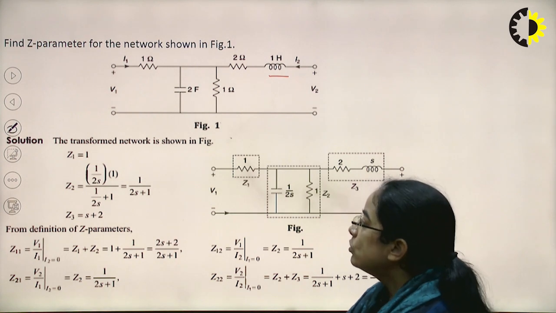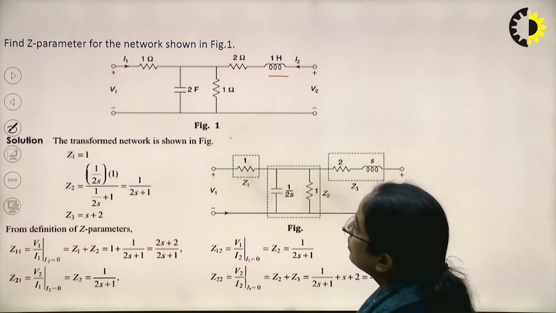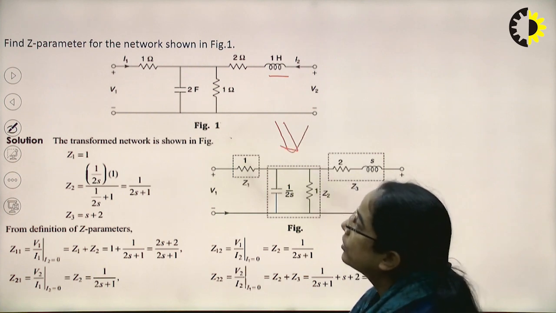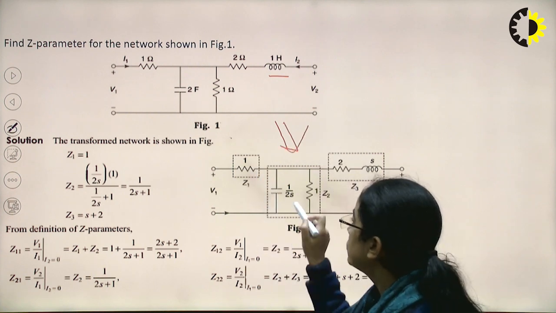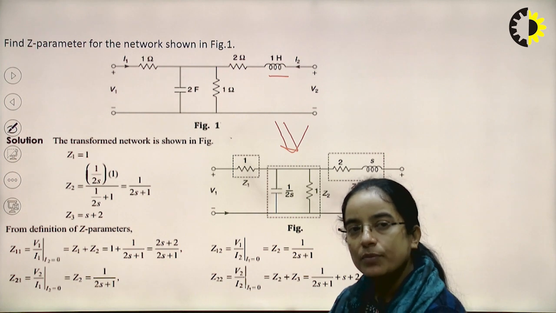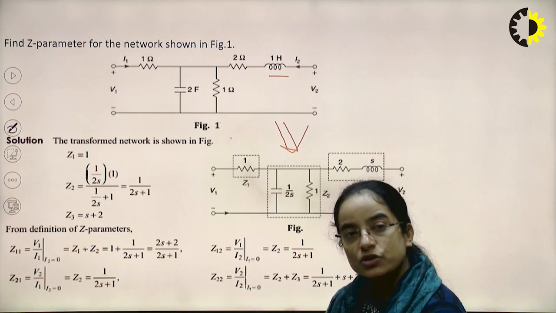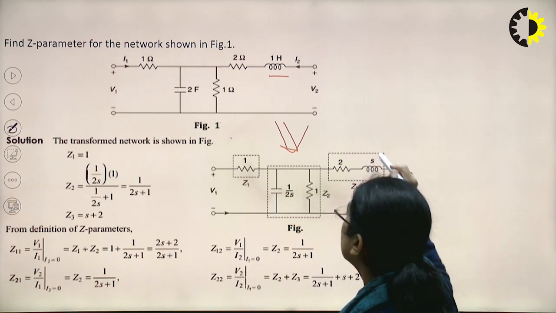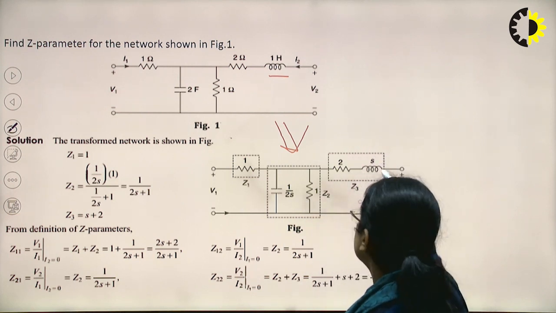Okay, so what we have done here is this network transformed into the S domain. So it is 1 by 2S, because for a capacitor in the S domain we write 1 by S into C. So this is 1 by 2S. Similarly, for the inductor it will be S into L, so it is S into 1.